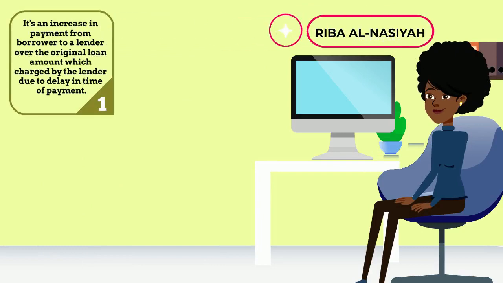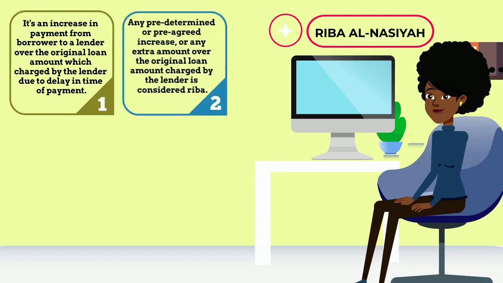This riba is an increase in payment from the borrower to the lender over the original loan amount, which is charged by the lender due to delay in the time of payment. However, this type of riba only applies to a loan, not a credit sale. It does not matter whether the increase in the loan amount, if the borrower does not pay, is fixed at the beginning of the contract or at the end.